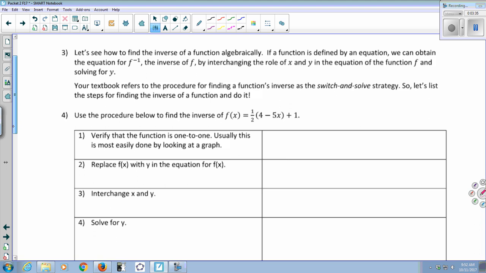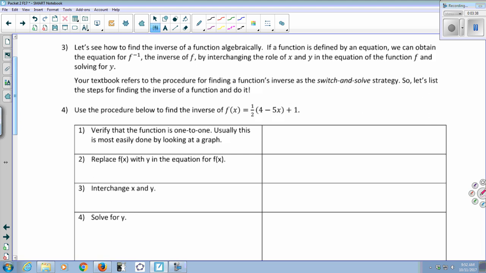All right, let's look at how to find the inverse of a function algebraically, find a formula for the inverse of a function. If a function is defined by an equation, we can obtain the equation for f inverse by interchanging the role of x and y, because that's what inverses do. They swap the role of x and y. Your textbook refers to this procedure as the switch and solve strategy. So we're just going to list it out and do an example.